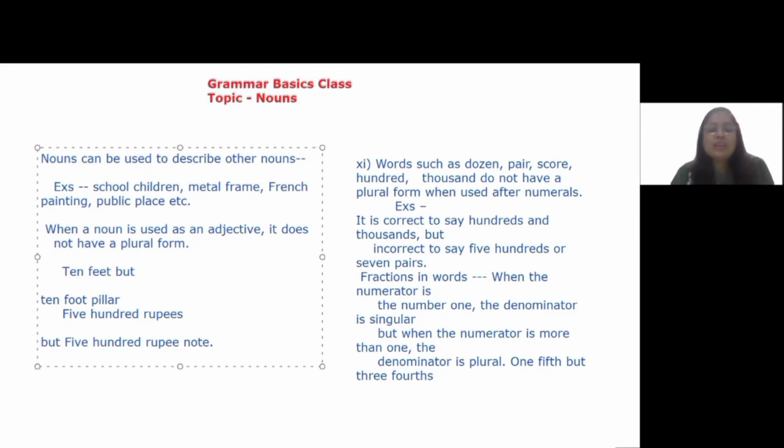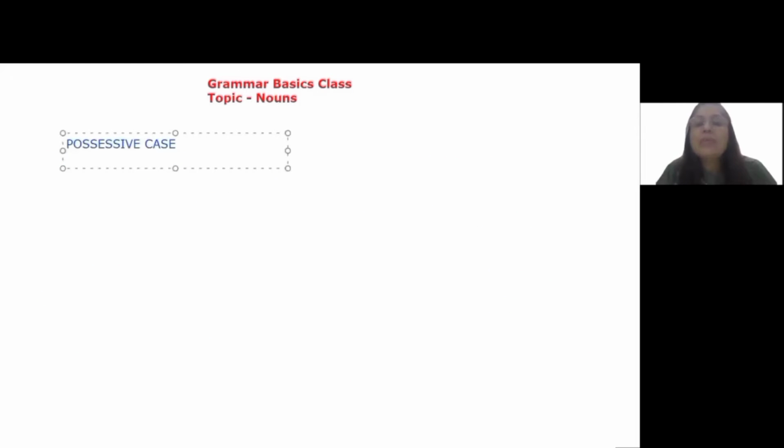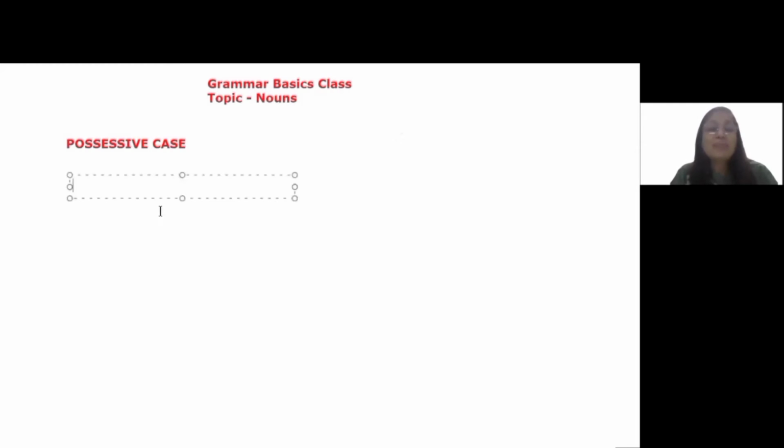Now I'm going to take up another aspect of a noun, and that is called possessive case. Now I'm going to explain to you what is possession in nouns, possessive case. Of course, when I talk about it as a topic, it sounds to be very difficult. Oh, what is this possession in nouns? But when I will explain to you, then you will feel, oh, this is so easy. To possess means to own something, own.